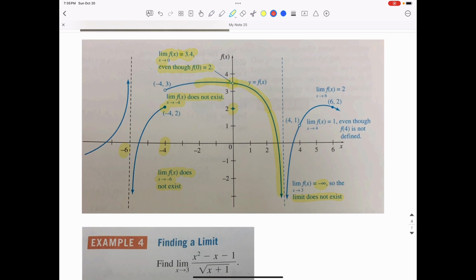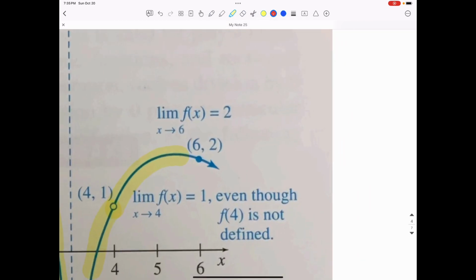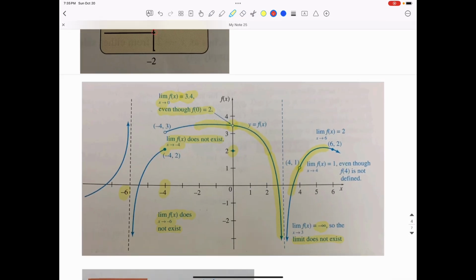x equals 4. It's a very similar situation to when x approaches 0. It's approaching a y value of 1 from the left side, and a y value of 1 from the right side. Even though f of 4 is not defined, because we have an open circle, a hole there, the limit as x approaches 4 is actually 1.